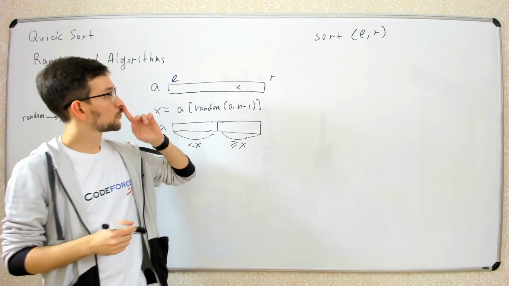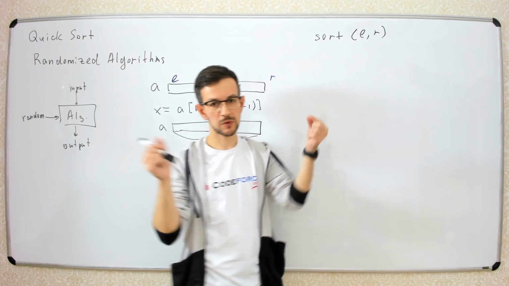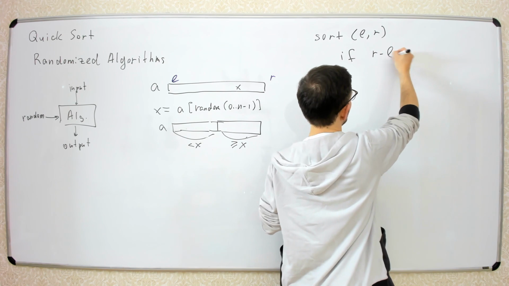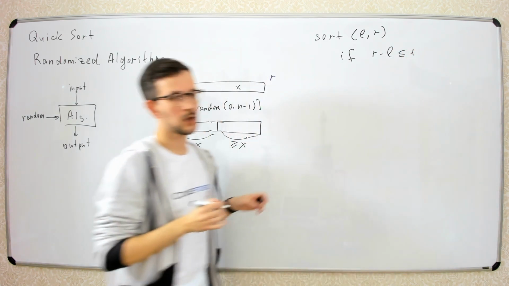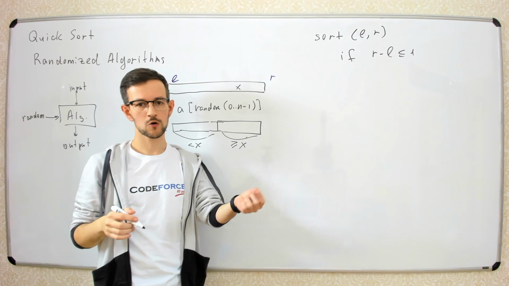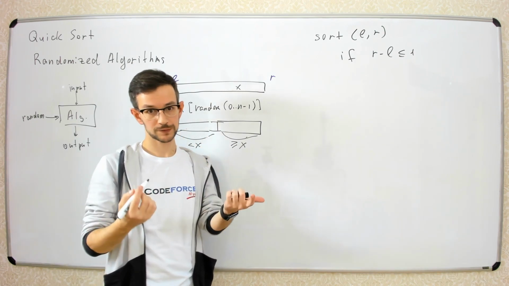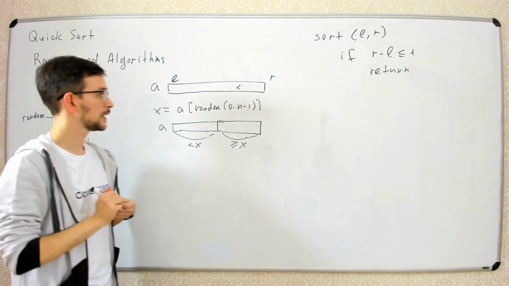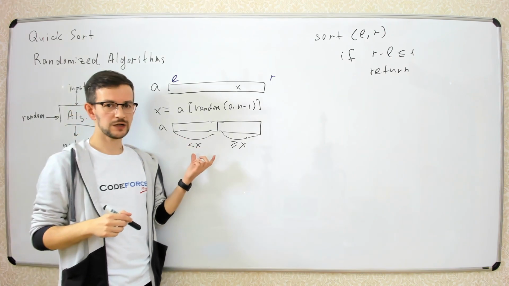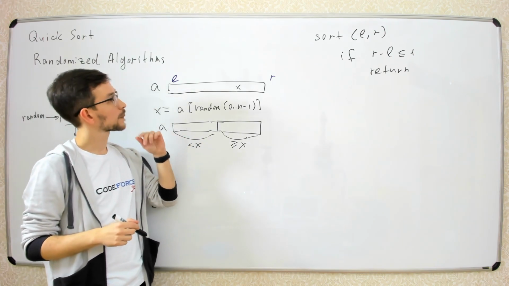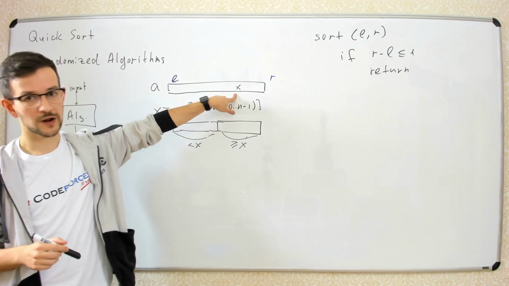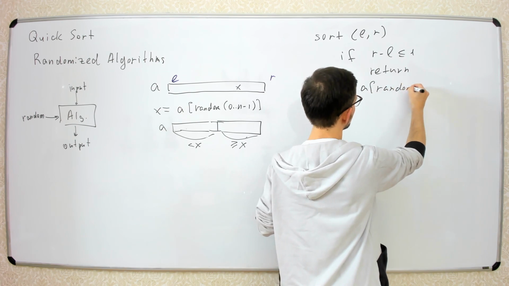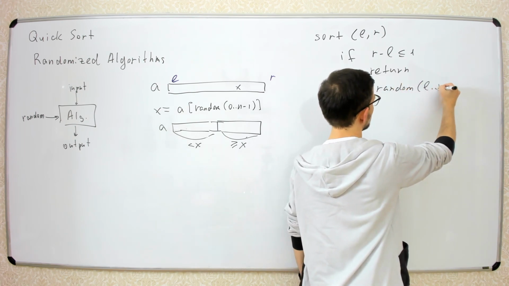Let's go. So first, if the size of this part is less or equal than 1, so if R minus L is less or equal than 1, then we have either an empty array or an array of size 1. So it's already sorted, so we just return. If the size of the array is at least 2, then we pick a random element from L to R minus 1.